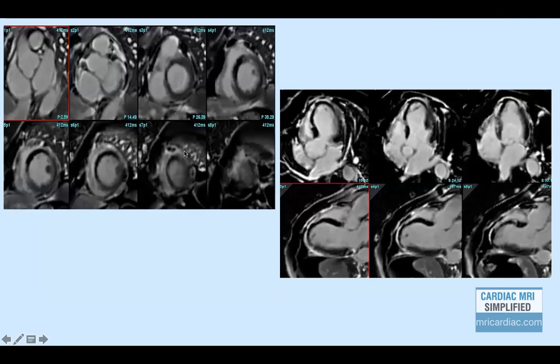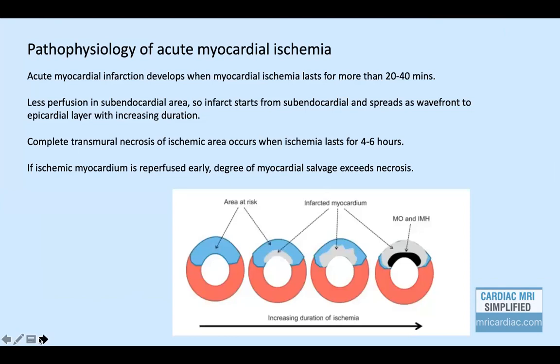Again, these are the LG images. Note the presence of scar and microvascular obstruction within the scar, within the infarct core. So to understand microvascular obstruction, first let us understand pathophysiology of acute myocardial ischemia. Acute myocardial infarction develops when myocardial ischemia lasts for more than 20 to 40 minutes.